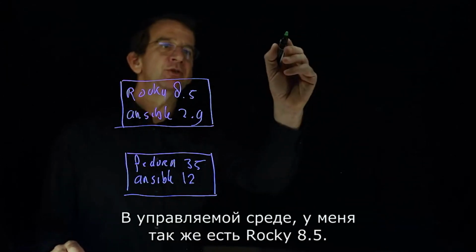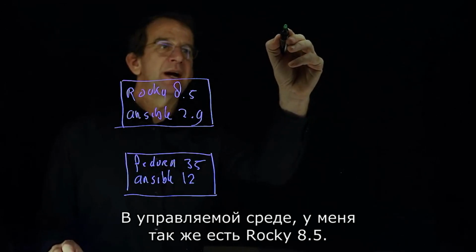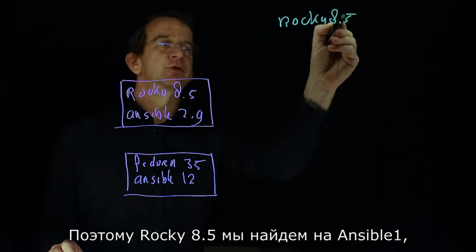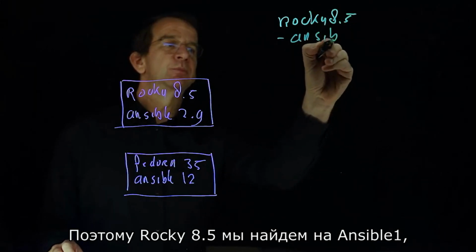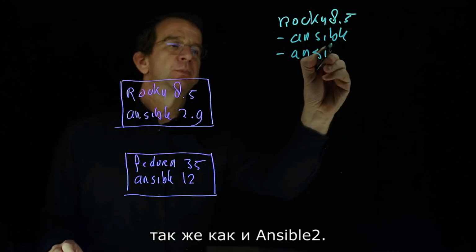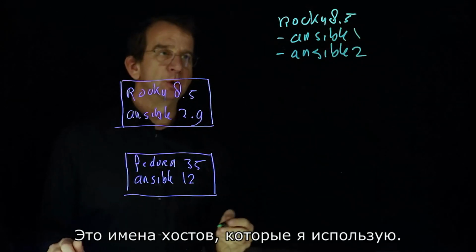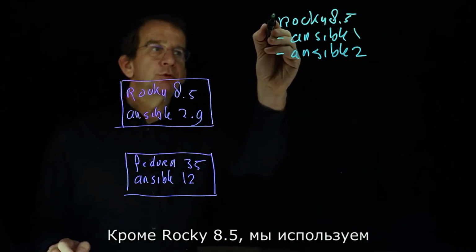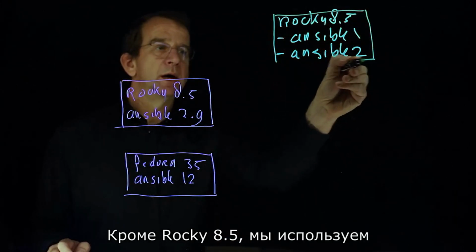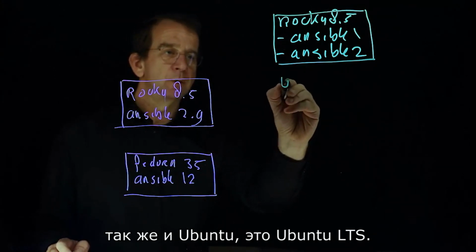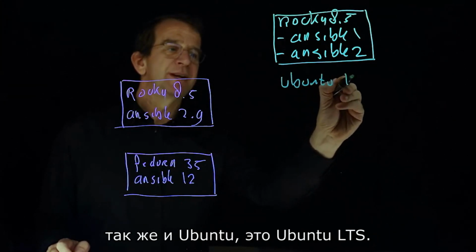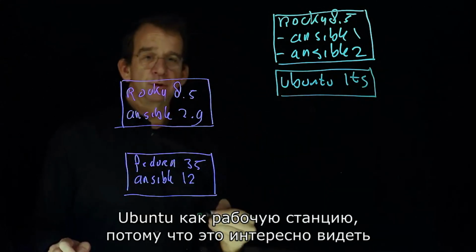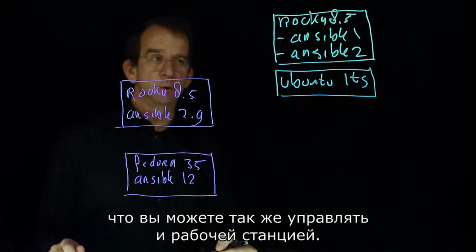Then a managed environment. In the managed environment, I have more Rocky 8.5. So Rocky 8.5 is what we will find on Ansible 1 as well as Ansible 2. These are the host names that I'm using. I just want to keep it as simple as possible. Apart from Rocky 8.5, we are using some Ubuntu as well. That's an Ubuntu LTS, and just for your information, I'm using Workstation myself because it's fun to see that you can manage the workstation also.